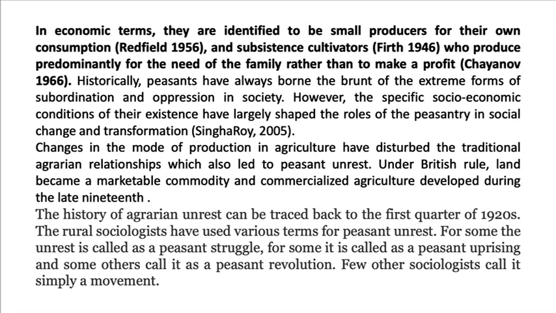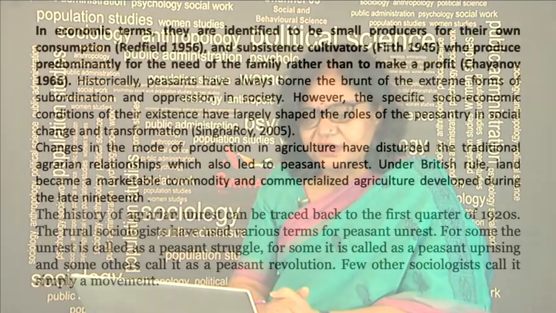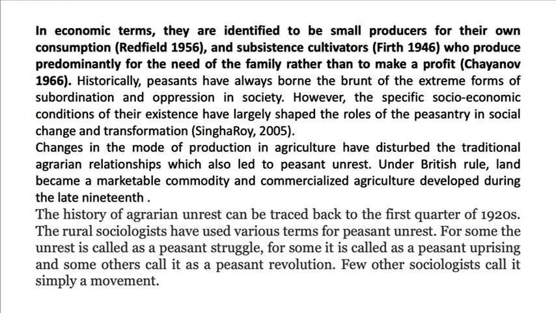However, historically, peasants have always borne the brunt of the extreme forms of subordination and oppression in society. The specific socio-economic conditions of their existence have largely shaped the roles of the peasantry in social change and transformation. Changes in the modes of production in agriculture have disturbed the traditional agrarian relationship, which also led to peasant unrest. So one of the basic reasons of peasant unrest, peasant uprisings or peasant revolt has been the change in the means of production in agriculture and the traditional agrarian relationship. The history of agrarian unrest can be traced back to the first quarter of the 1920s. The rural sociologists have used various terms for peasant unrest. For some, it is called peasant struggle, for some peasant uprising, some others call it a peasant revolution, and a few other sociologists call it simply a movement.